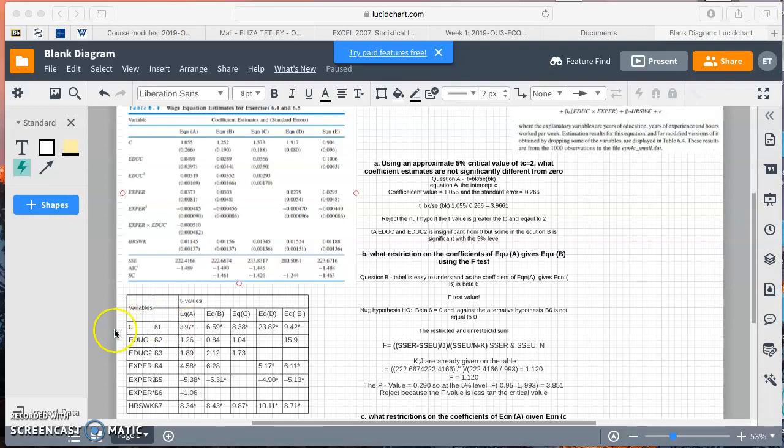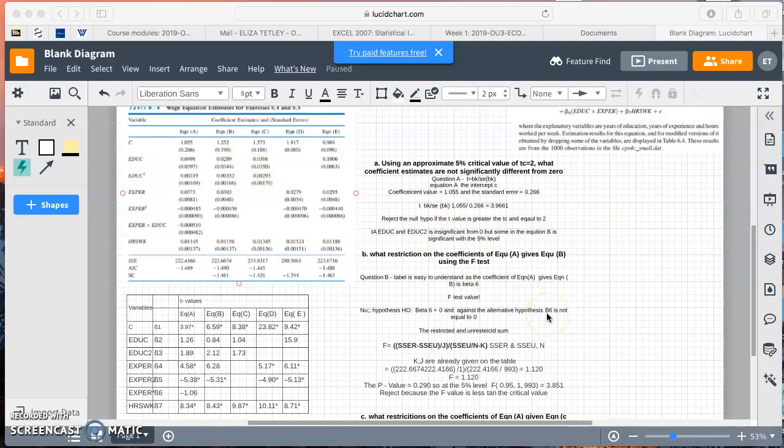The table explains that in the equation, education and education 2 are significantly different from 0, but there is some exception in equation B, that education squared is statistically significant at the 5% level. So that's seen just here, and then education squared is up there as well.